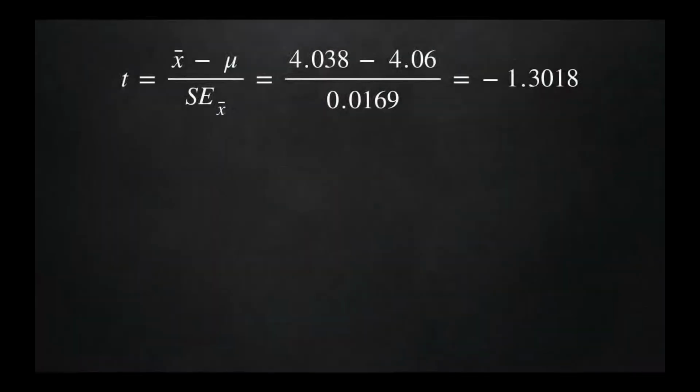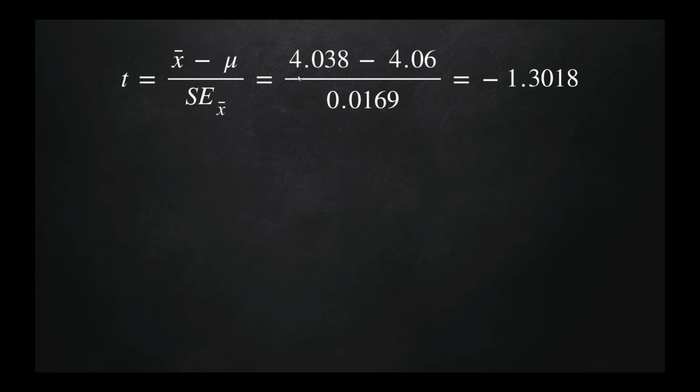Now, to run our calculations, we have our test statistic as x bar minus mu divided by the standard error. Remember, the standard error is s divided by the square root of n. We were given the sample size, but we were not given the sample standard deviation. Instead, we were given the standard error from this sample, this 0.0169. So we can plug that directly into our denominator.